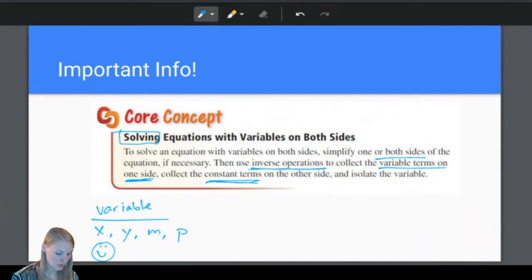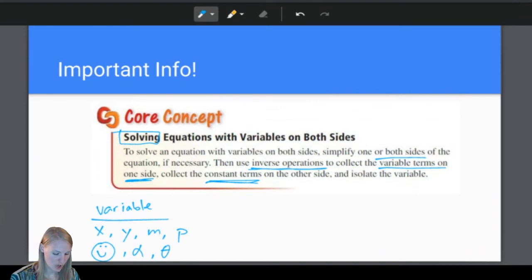We can use a Greek letter alpha. We can use the Greek letter theta. Many different things can be variables. All that matters is that we don't know the value of it. X could be 3, could be 5, could be any number. Its value varies. Variable. That's where the name variable comes from.